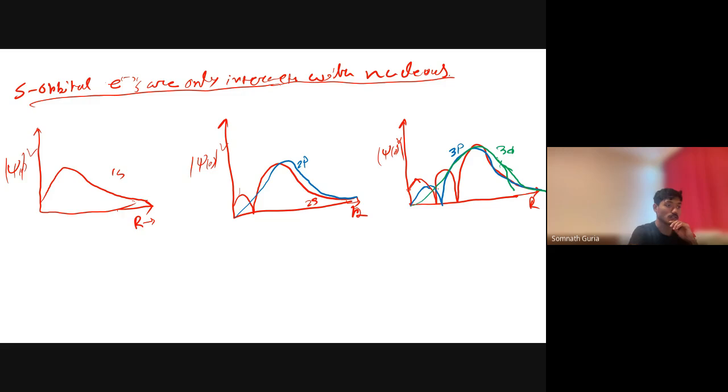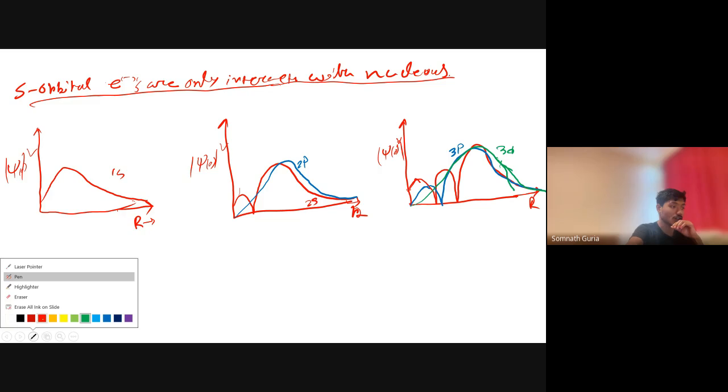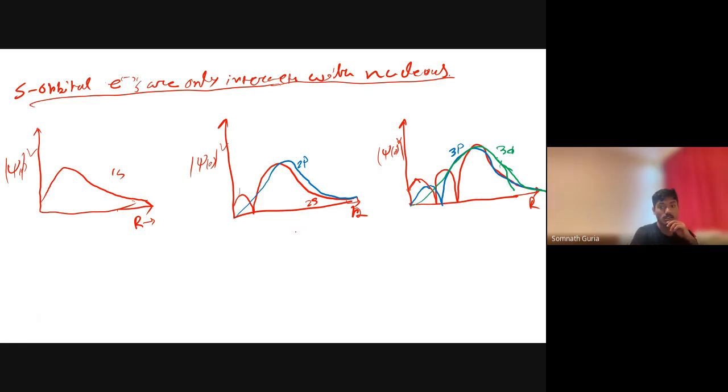Okay, and we understand that only the s electrons are responsible for the nuclear-electron interaction between the nucleus and the electron. Because the radial distribution says that only the s orbital has a non-zero value of electron density at the nucleus.